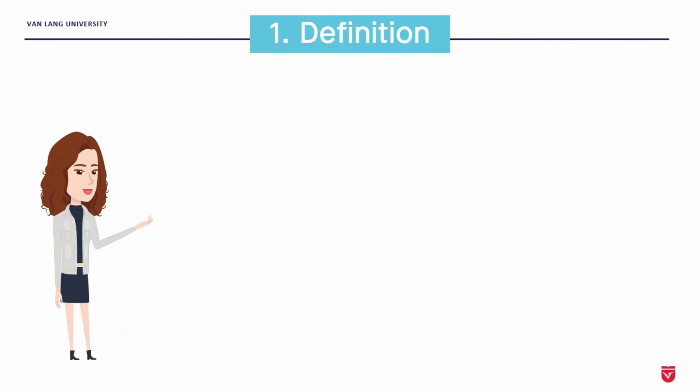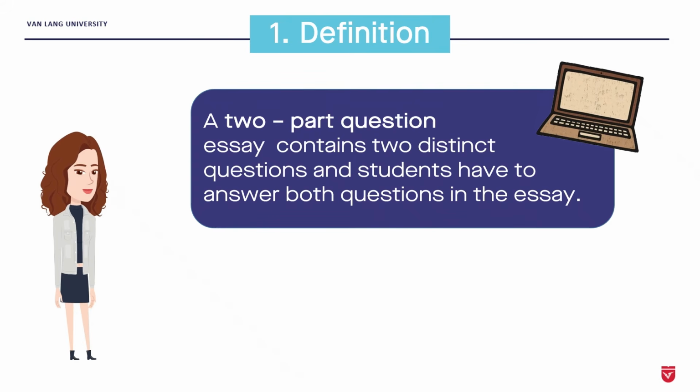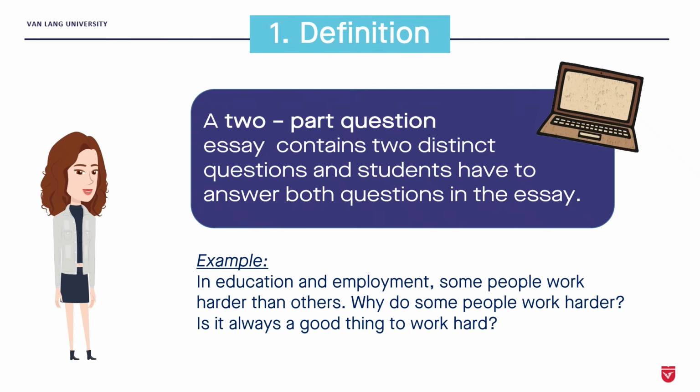First, let's find out what a two-part question essay is. It is the type of essay that gives the students two questions, and students have to answer both questions. For example, in education and employment, some people work harder than others. Why do some people work harder? Is it always a good thing to work hard?